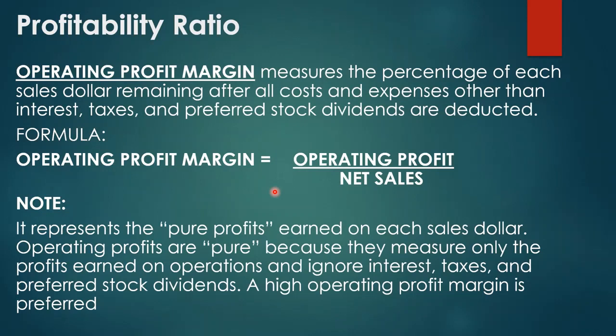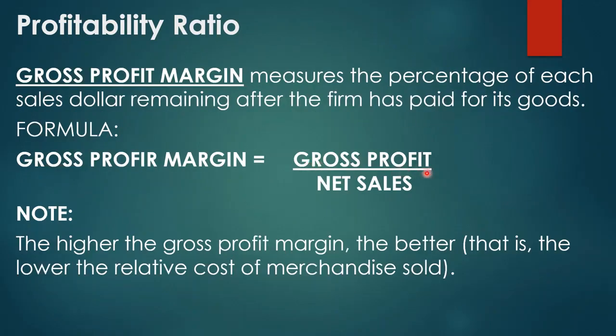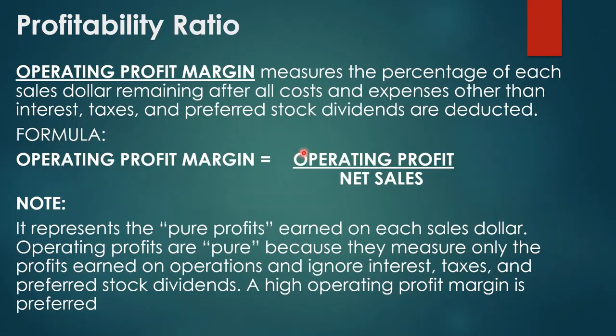Now, mas naging narrow ito pagdating kay operating profit margin. Bakit? Ito, operating profit margin measures the percentage of each dollar remaining after all costs and expenses other than interest, taxes, and preferred stock dividends are deducted. Kung makikita natin yung gross profit, net sales minus cost of goods sold lang. Diretso ka na sa kanyang gross profit. Which, pagdating kay operating margin, mas nag-narrow down ka kasi binawasan mo na ng all cost and expenses, except interest, tax, and preferred stock dividends, para marating mo si operating profit.